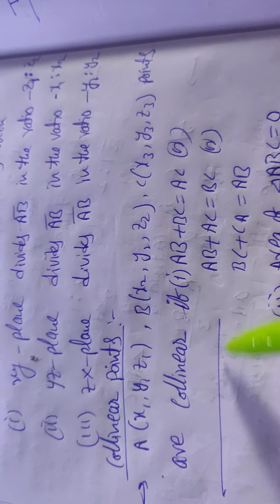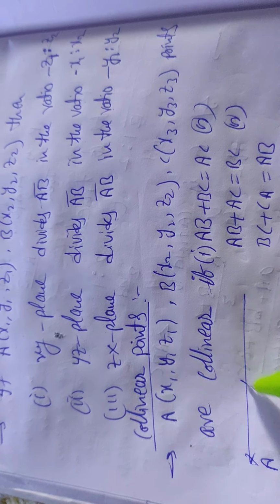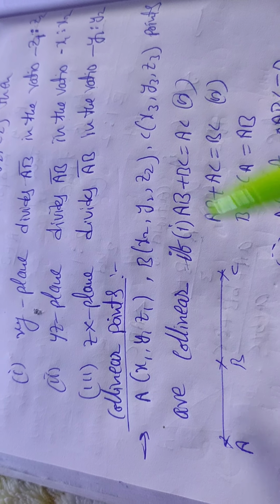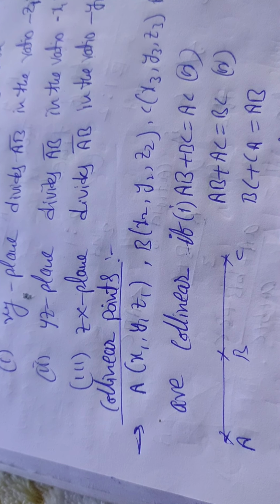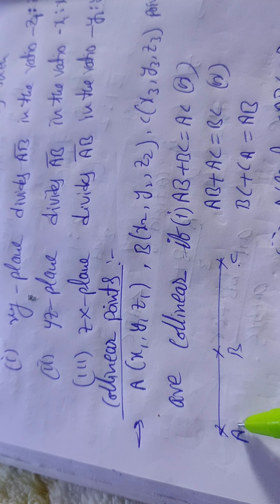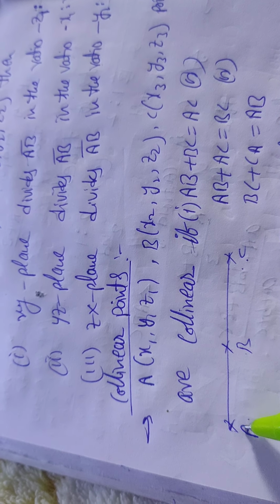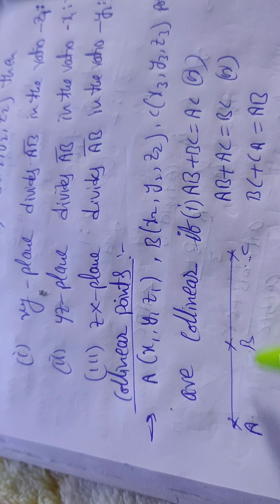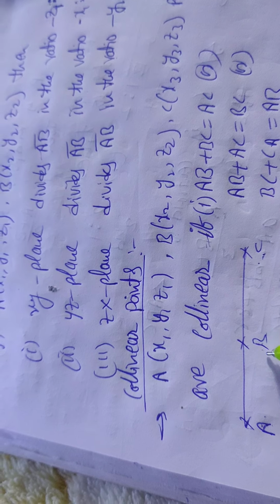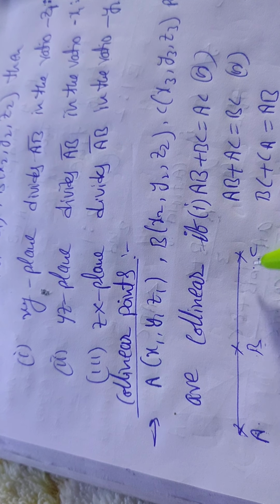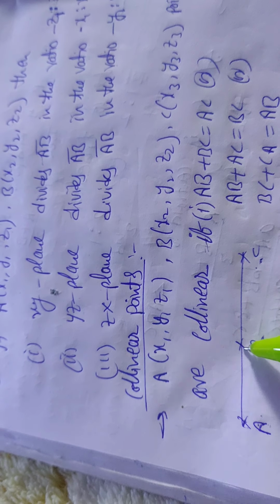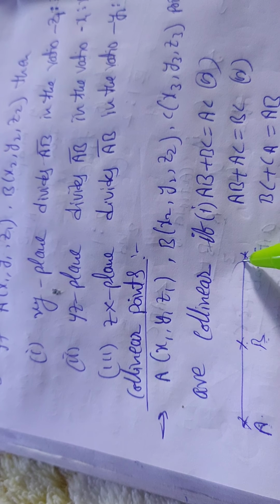In 3 dimensions also, if you go for this, this is A, it is B, it is C. I am given A, B, C are collinear, but I don't know the positions of these points respectively. Maybe we can take ABC, or BCA, or CAB. So there are 3 possibilities. If I take this possibility, A, B, C in this order, then AB plus BC is equal to AC.